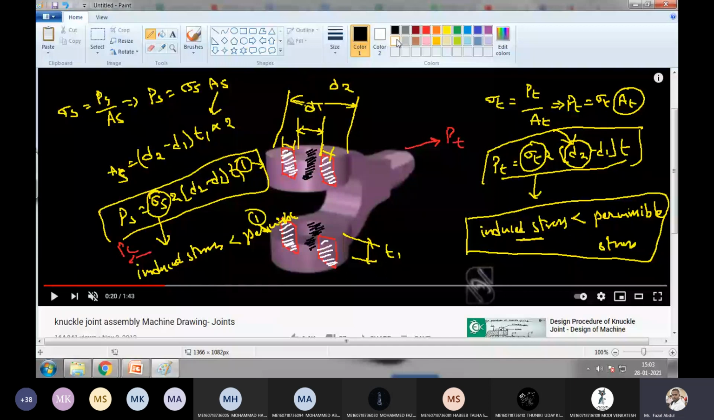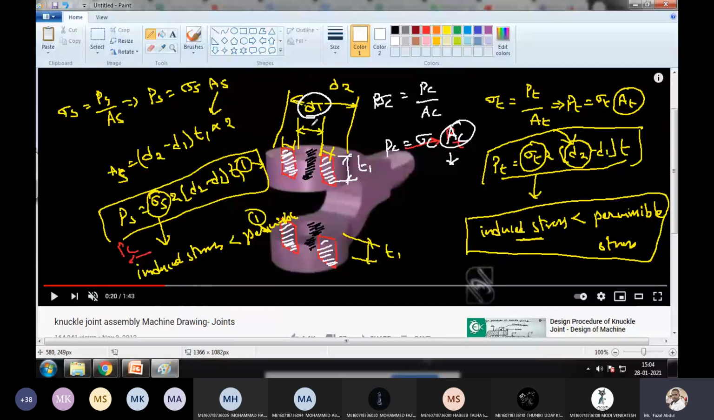This is the inside diameter of the fork end, d1, and the thickness of this hole is t1. So the crushing stress sigma c equals Pc by Ac. Now what is Pc here? Pc equals sigma c into Ac. So what is the Ac here? The crushed area is d1 into t1.